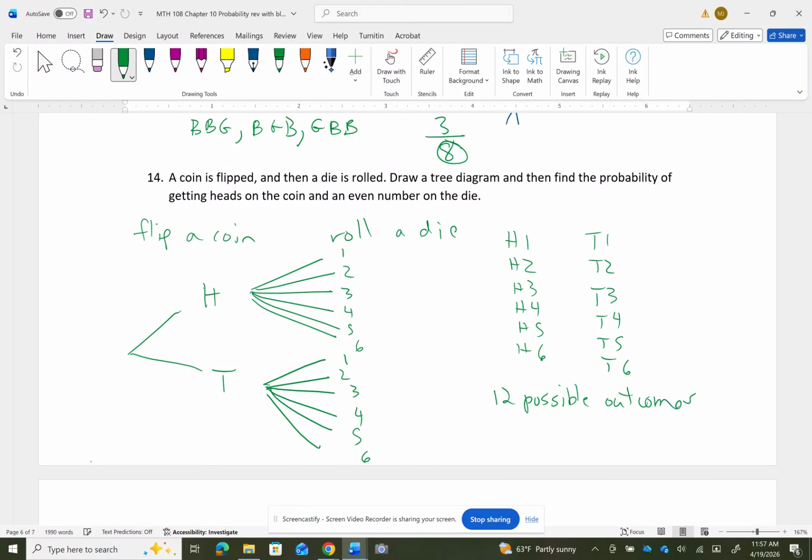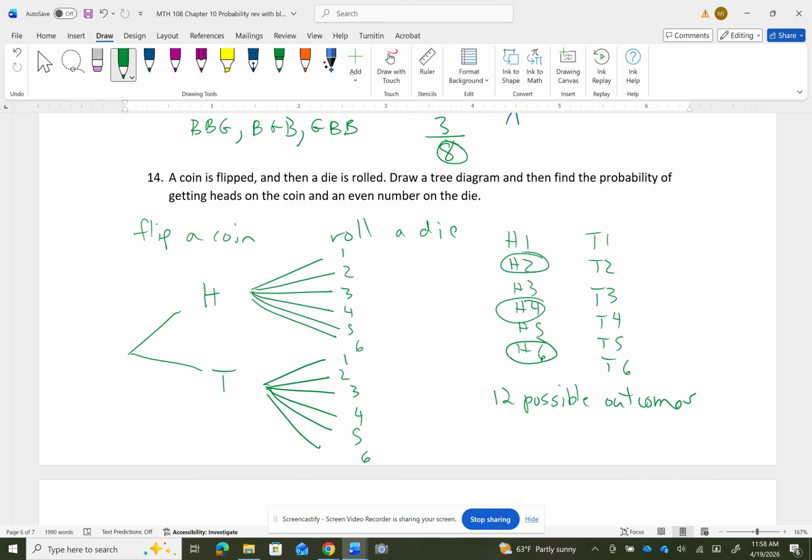Okay. Now the question goes on to say, find the probability of getting heads on the coin and an even number on the die. So both of those have to happen, heads and an even number. So that would be that, or that. Now, and or in a math class is pretty precise. If they use the word and, it means they both have to happen at the same time. You have to have heads and also an even number.